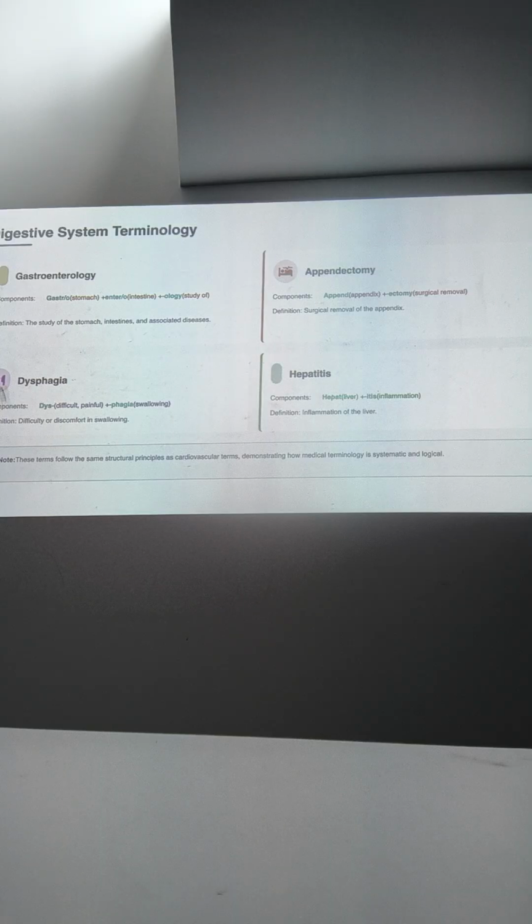Then in the digestive system, you have gastroenterology. We went through that before. Gastro is stomach, entero is intestines, ology is the study of the stomach, intestines, and associated diseases. Dysphagia: dys means difficult or painful, and phagia means swallowing, so difficulty or discomfort in swallowing.